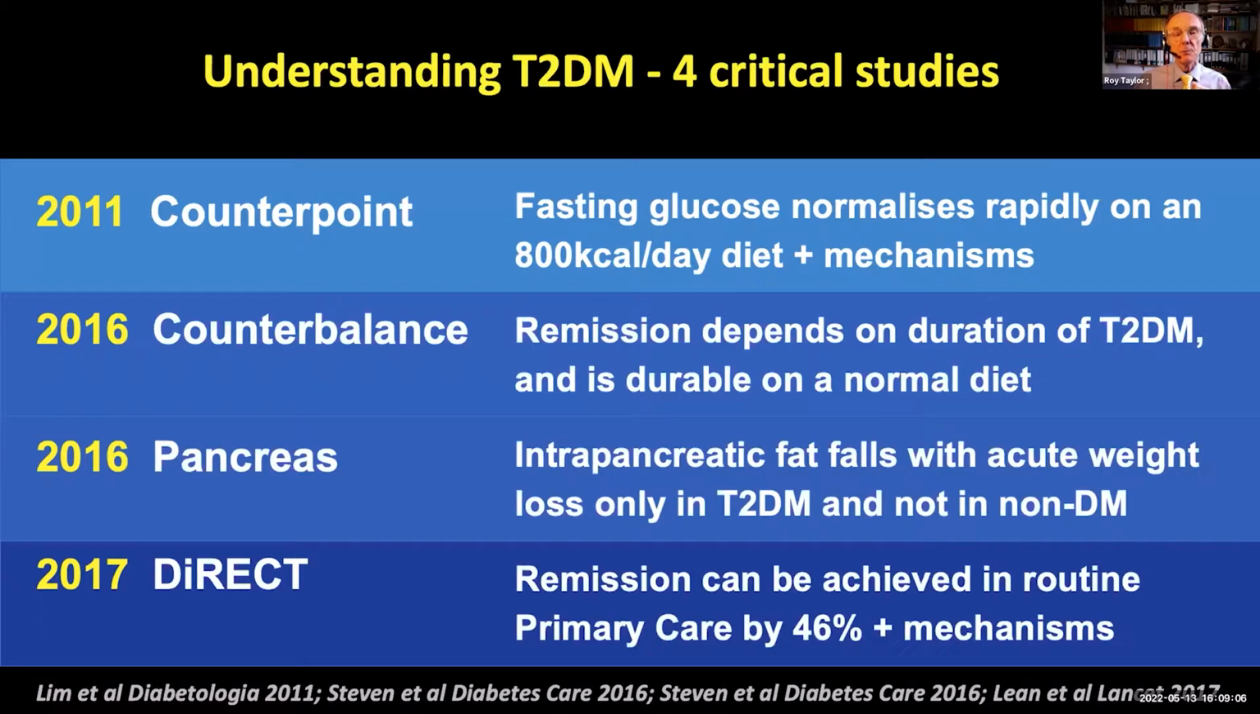That's a critical observation. But the simple head-counting DIRECT study, of course, has captured the headlines because it's a large study. And we showed that an average of 12 kilograms weight loss at 1 year could cause 46% of this primary care population to be in remission. That's really just the background, but I want to take it further.